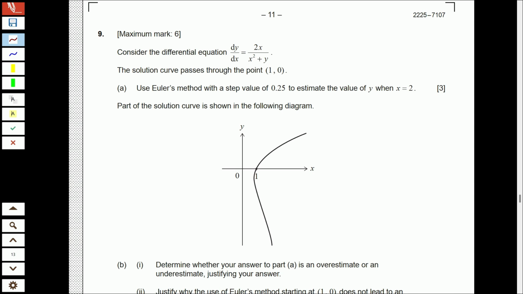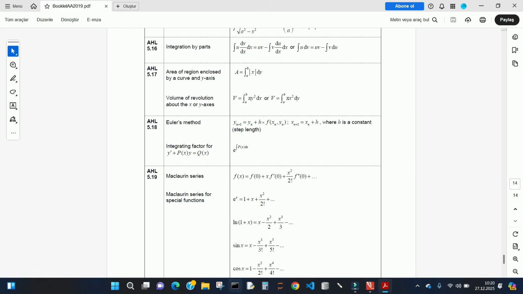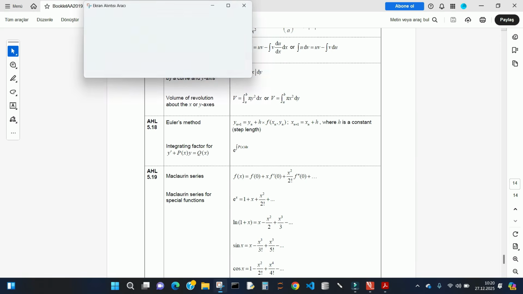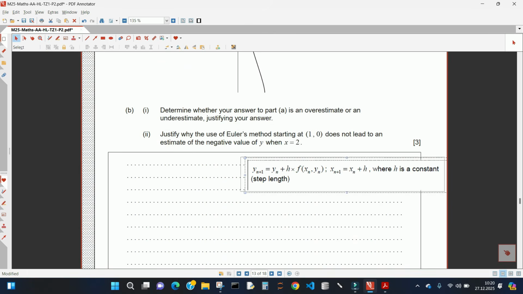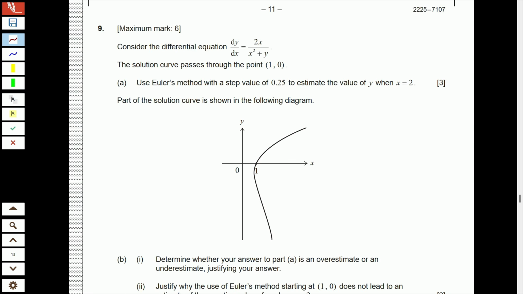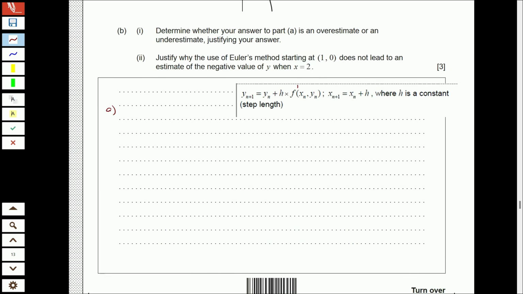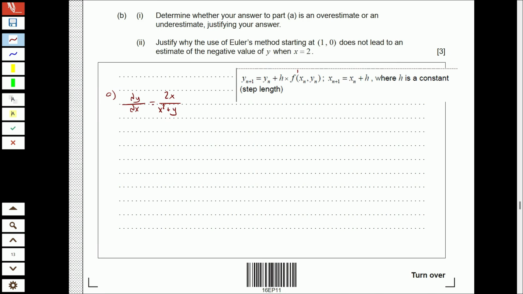So let's check first the Euler's method. You're going to see it in the formula booklet, and I will take this formula in here. Yeah, this one. We can use this method to solve this question, right? This is the Euler method, but just make sure that in here it's going to be the derivative f prime. So how are we going to start? It gives us the derivative of the function 2x divided by x squared plus y, and the solution curve passes through the point (1, 0).